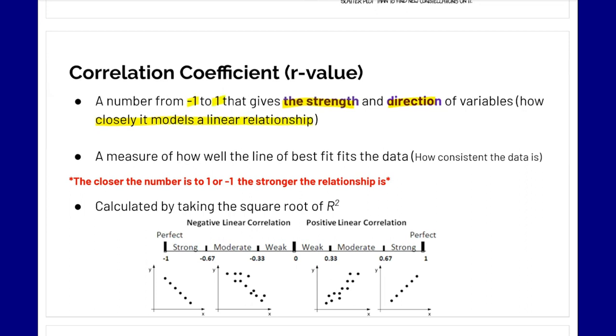It goes from -1 to 1. It's a measure of how well the line of best fit fits the data, how consistent the data is. The closer the number is to 1 or -1, the stronger the relationship is. And usually we calculate it by taking the square root of the R squared value.